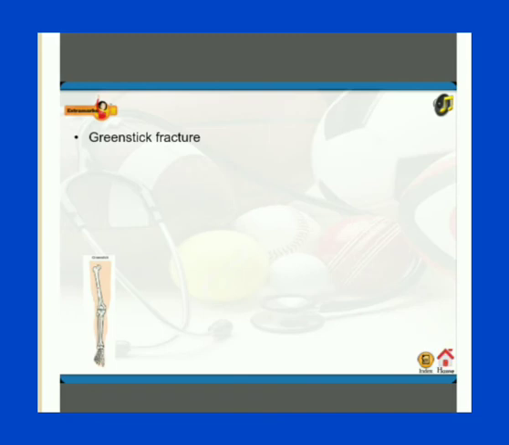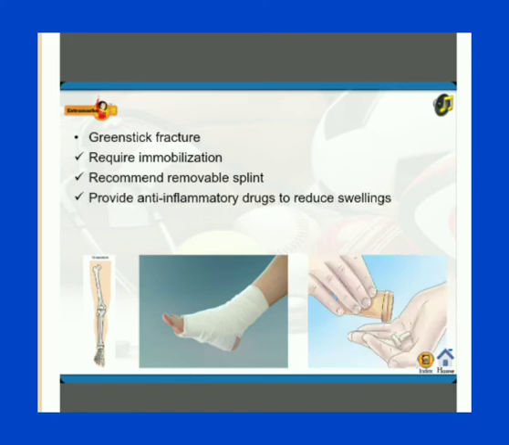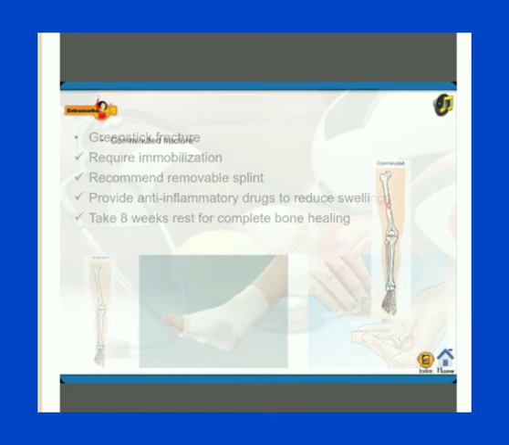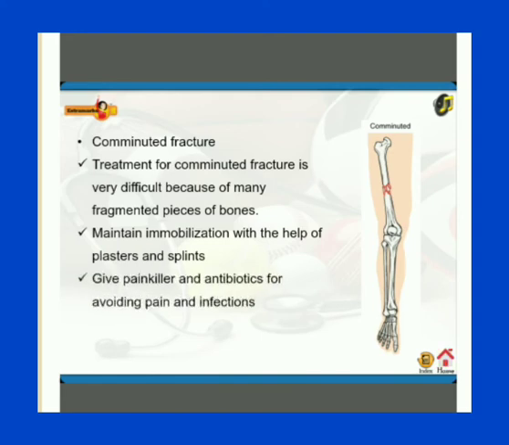Stick fracture requires immobilization. Recommend a removable splint. Provide anti-inflammatory drugs to reduce swelling. Take 8 weeks of rest for complete bone healing. Comminuted fracture: treatment is very difficult because of many fragmented pieces of bone. Maintain immobilization with the help of plasters and splints. Give painkillers and antibiotics for avoiding pain and infections. Use physical therapy persistently to treat completely.